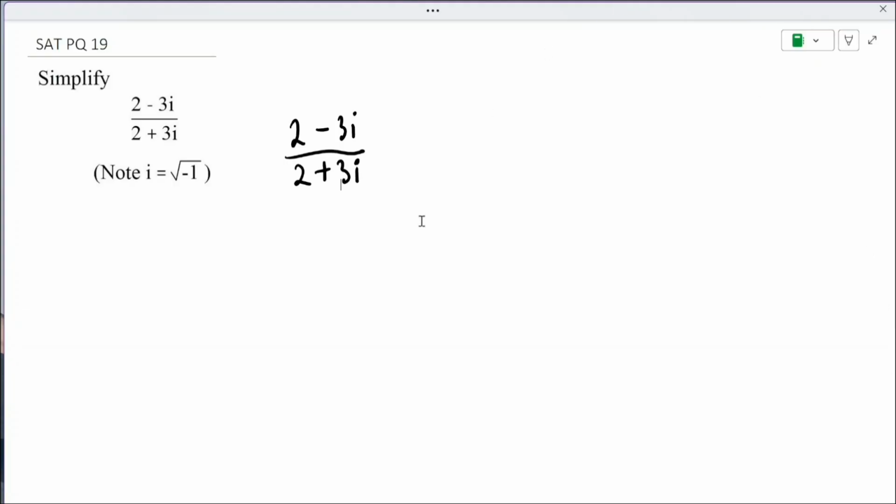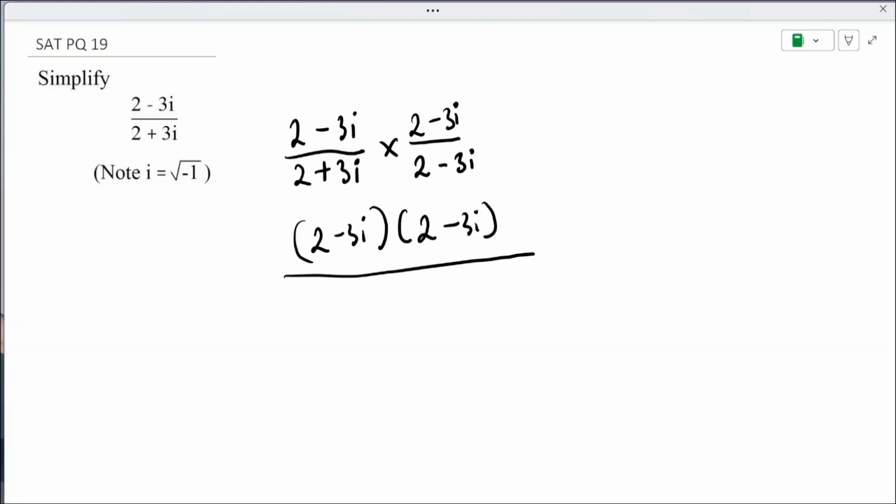When it comes to division under this topic, you have to multiply both the denominator and the numerator by the conjugate of the denominator. The conjugate is 2 minus 3i. You multiply it by both the numerator and the denominator. Let's start with the numerator. You have 2 minus 3i in one bracket, and in the second bracket 2 minus 3i. The denominator is 2 plus 3i in one bracket, and in the second bracket 2 minus 3i.